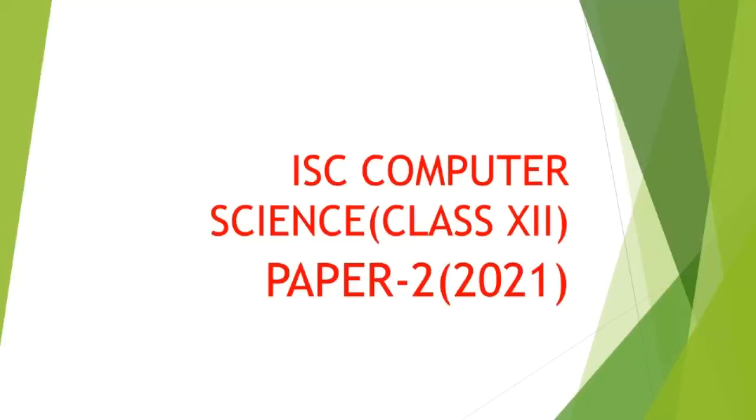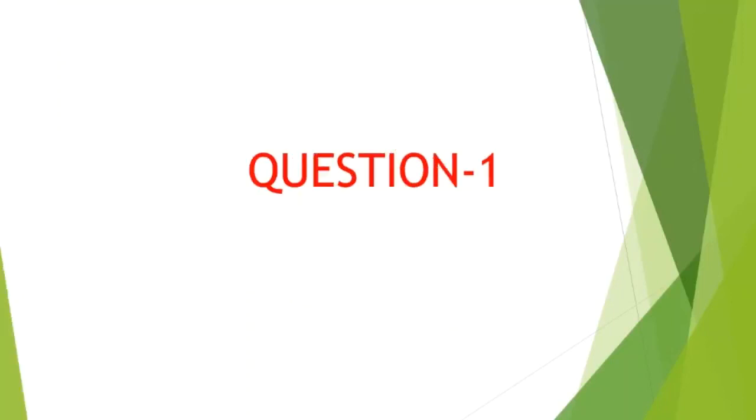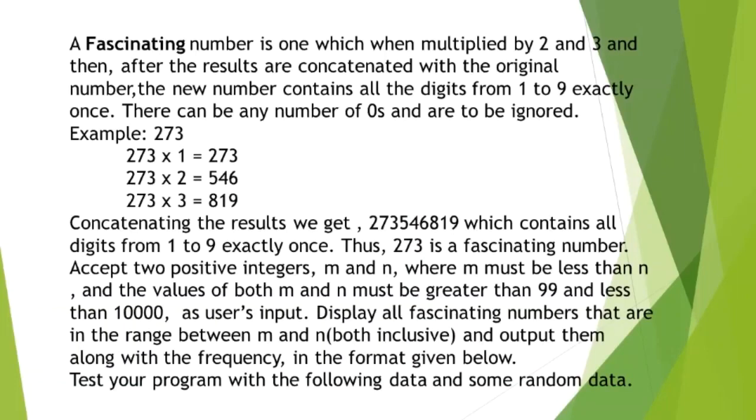Hello everyone. In this video, I'll be discussing the first question which has been asked in the 2021 practical exam for ISC students. So the first question says that a fascinating number is one which when multiplied by 2 and 3 and then after the results are concatenated with the original number, the new number contains all the digits from 1 to 9 exactly once. There can be any number of zeros which are to be ignored.